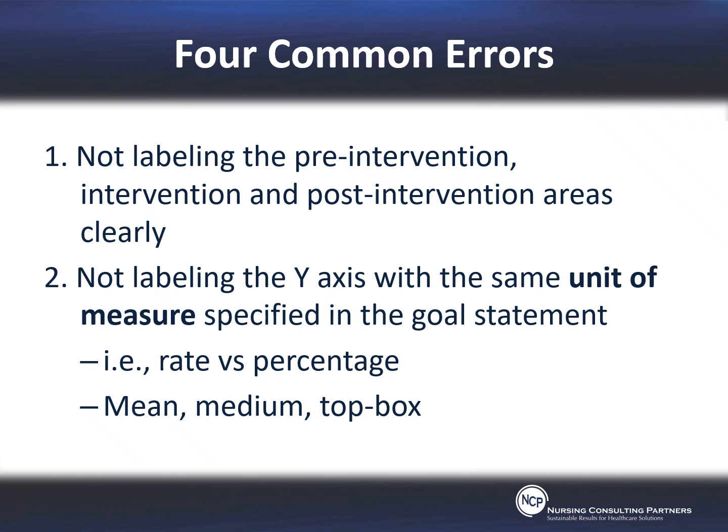So there's an error: if the goal was talking about decreasing the fall rate, then the graph has to be also labeled with fall rate, not the percentage. So just those little nuances, easy to do, but we'll really need a keen eye.